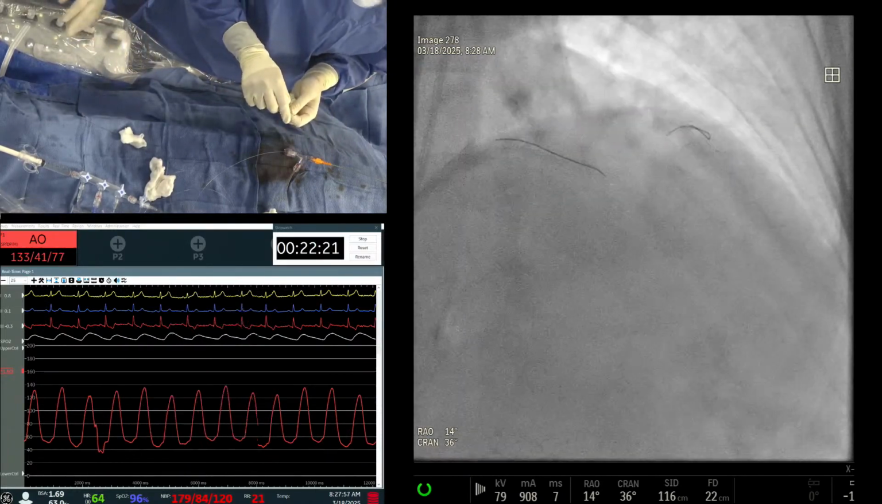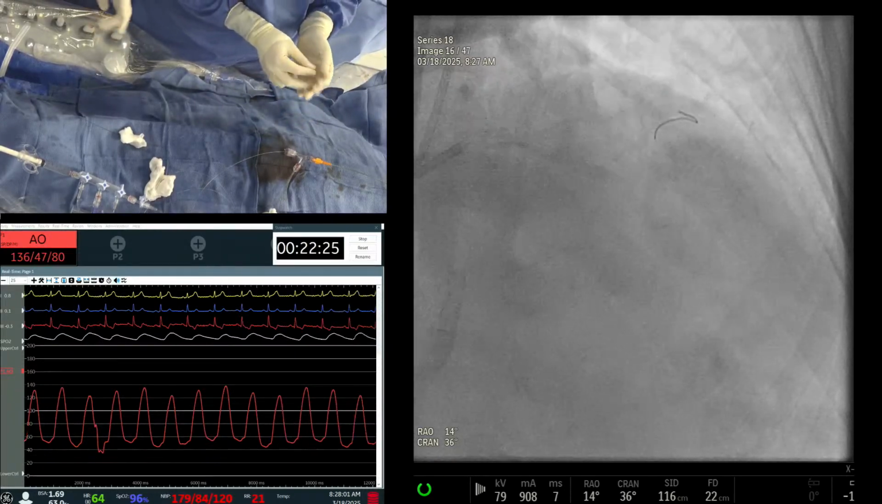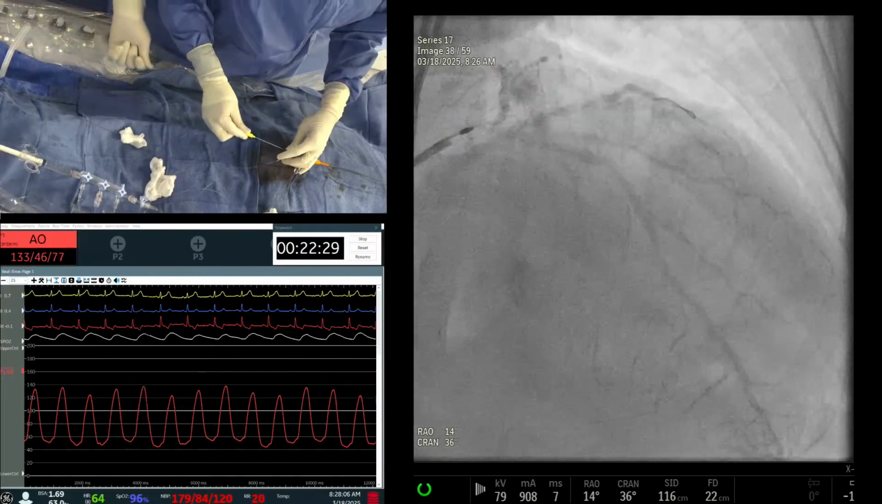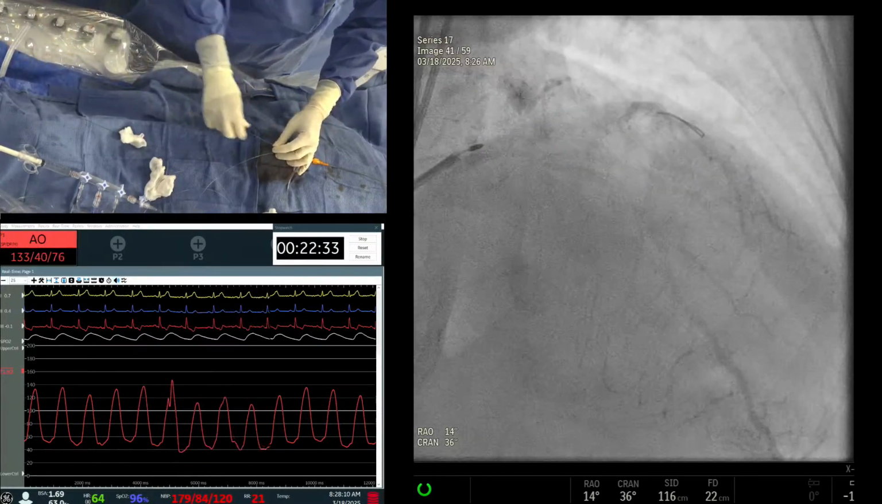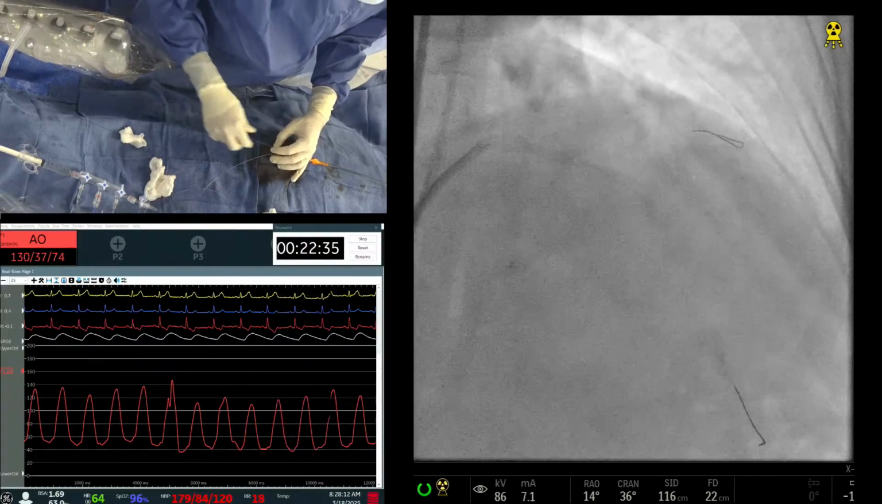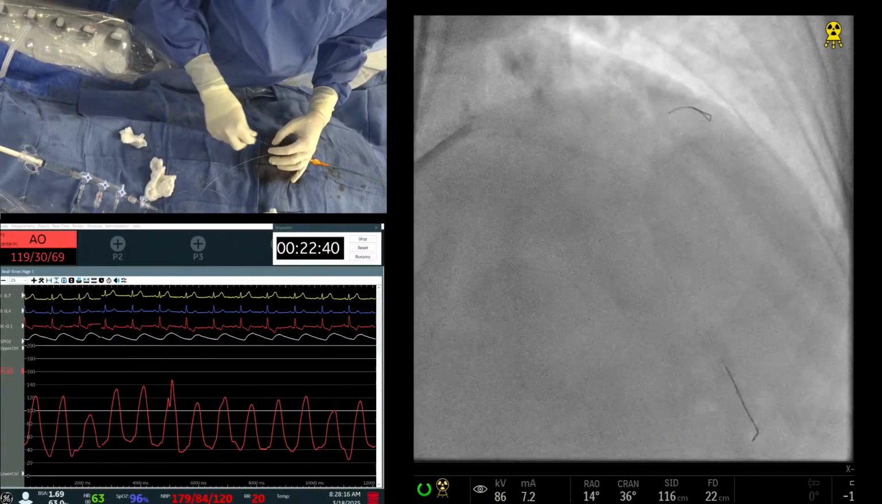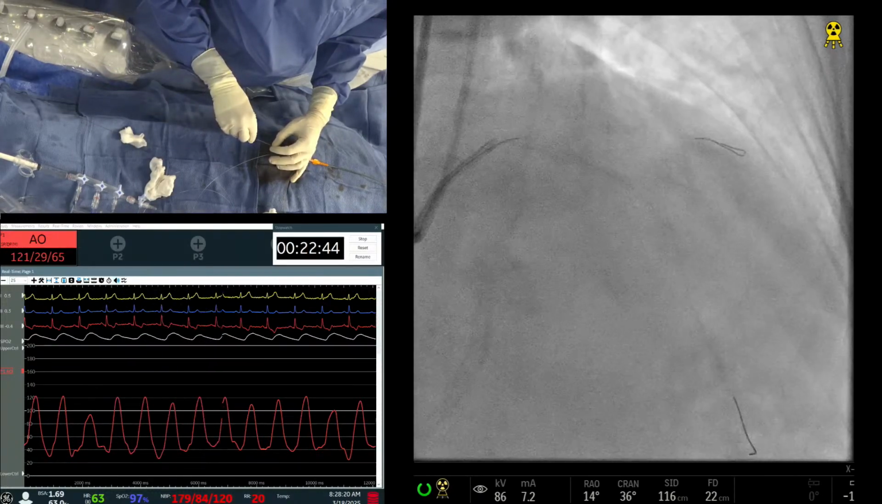Yep. So now we are doing, let's see here. The diagonal is okay. D2, everything remained fine. So you would be using the IVL mainly for the mid portion of the LAD? Yeah, that's exactly correct. Now we are putting the Fielder wire into the diagonal.